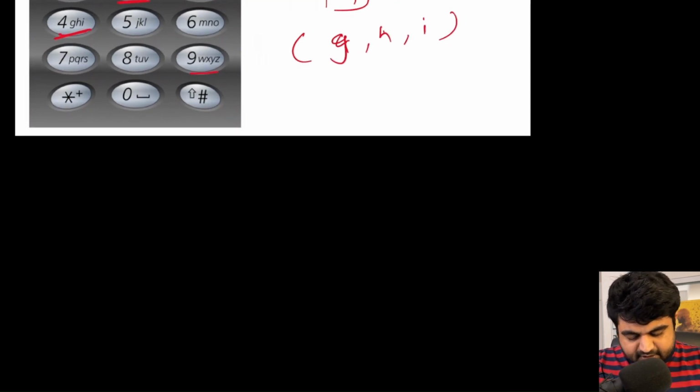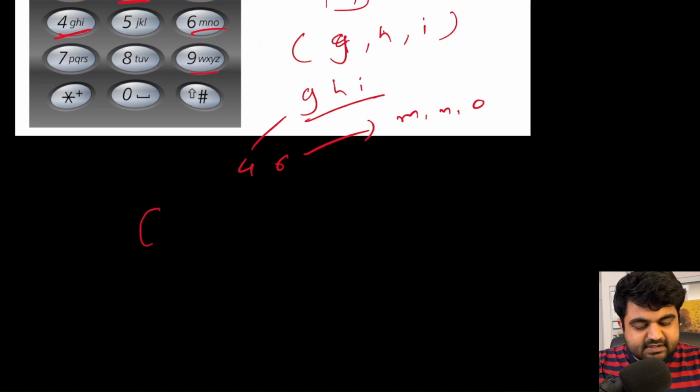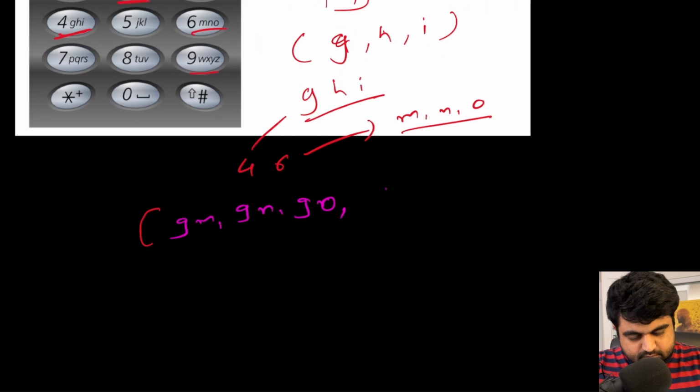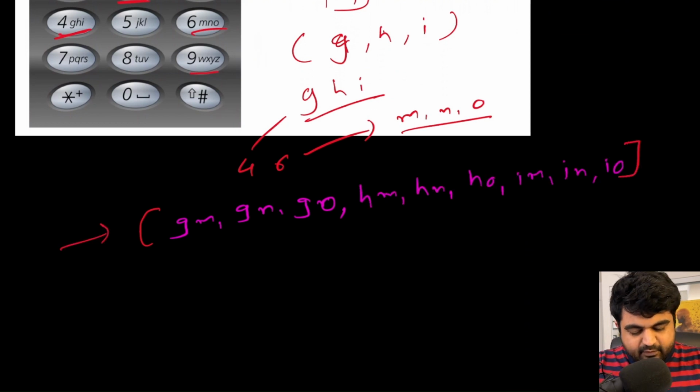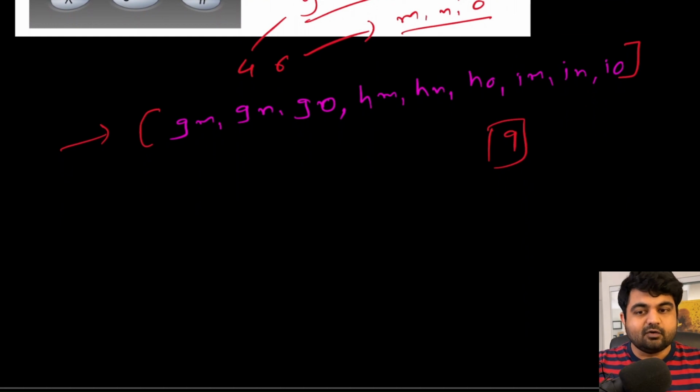But let's assume that instead of that, we are given the input as 4 and 6. Then what should be the answer? So we know that 4 can represent G, H and I, and 6 can represent M, N and O. So the answer is going to be the combination of both of these, GHI and MNO. So the answer would look something like this, where you can see that currently we have 9 entries and they are combinations of all the characters from these two entities, and that's what we need to return. So this is the whole problem statement.